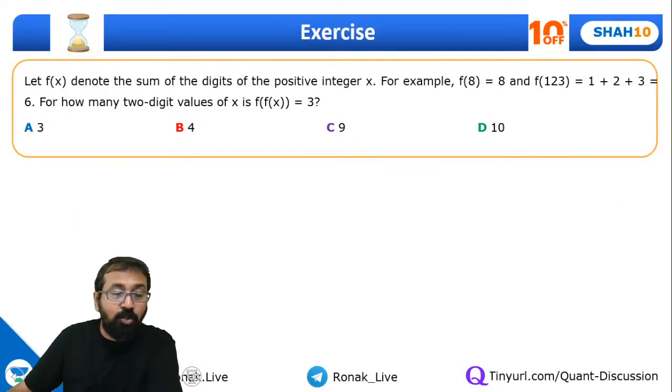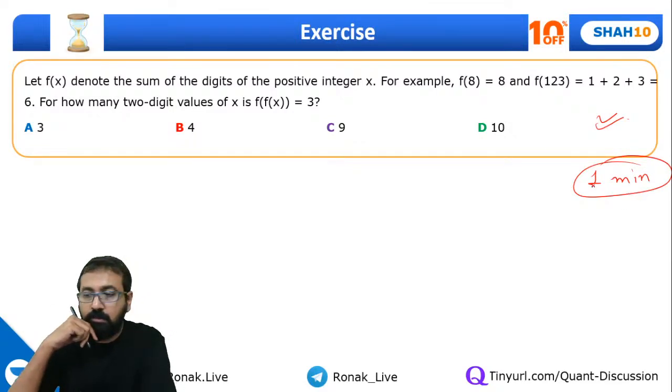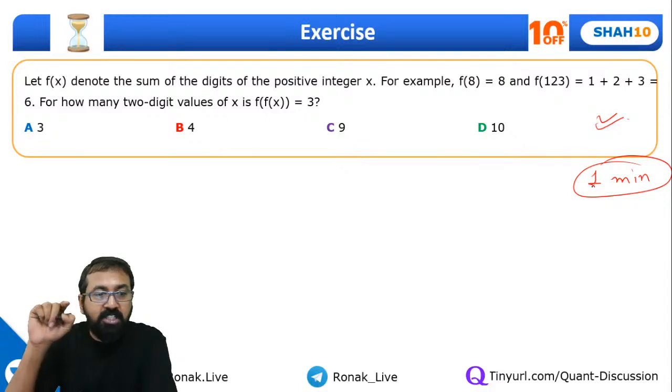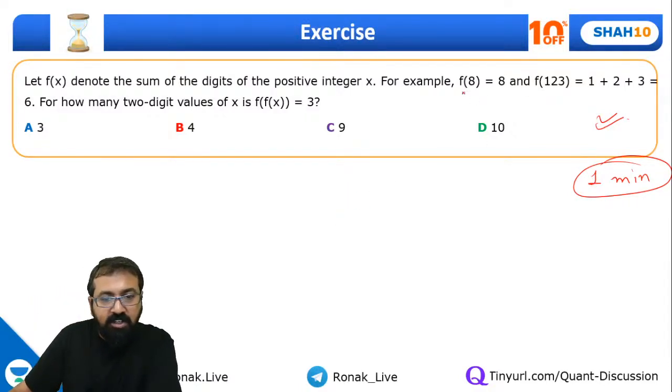Now this is a good question. It will test your understanding of numbers. So I'm giving you 1 minute. Please think about this question and tell me what will be the answer. f of x denotes the sum of the digits of the positive integer, right? So for example, here it's given f of 8 will be 8. f of 123 means you need to just add the digits, so the result will be 6. So same you need to do.